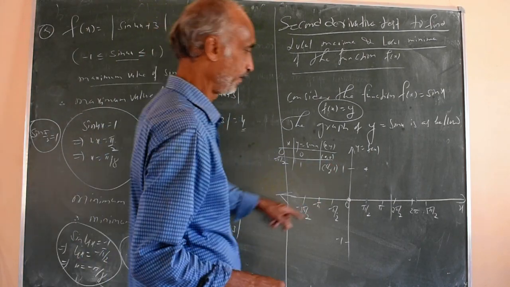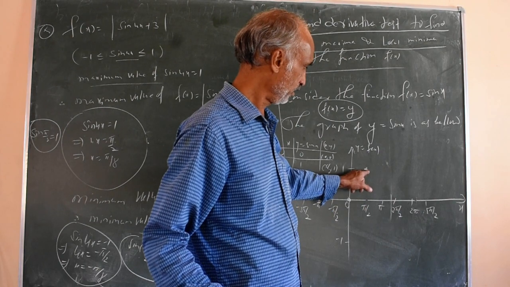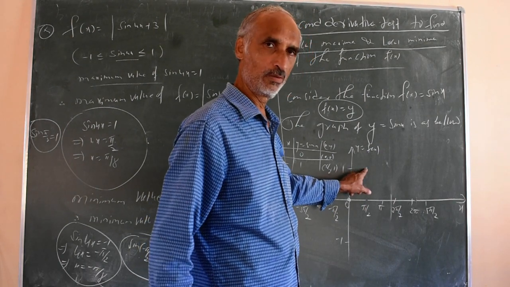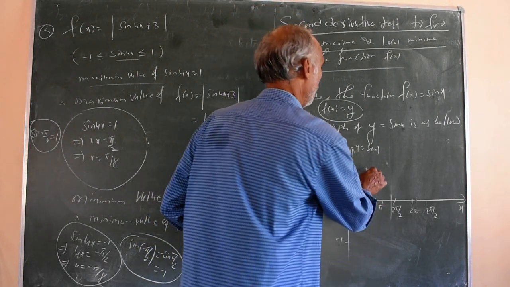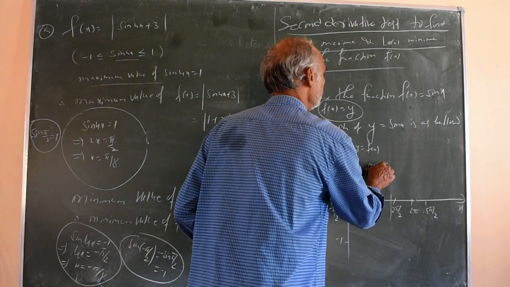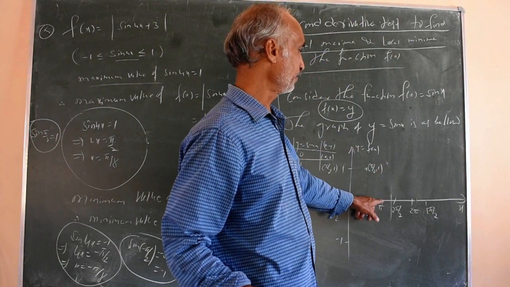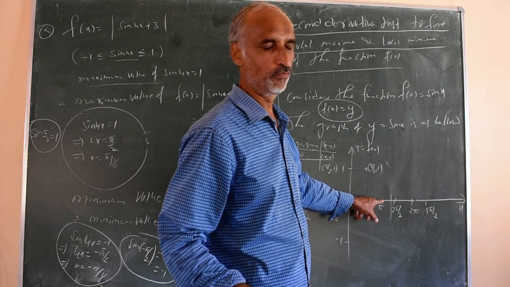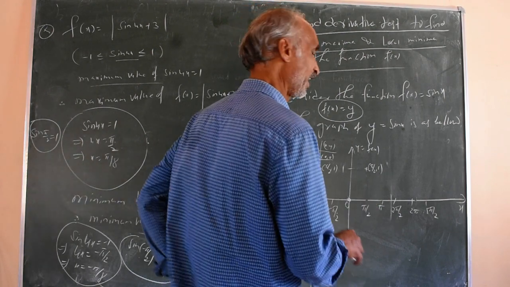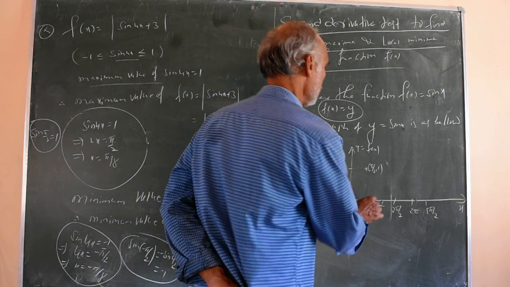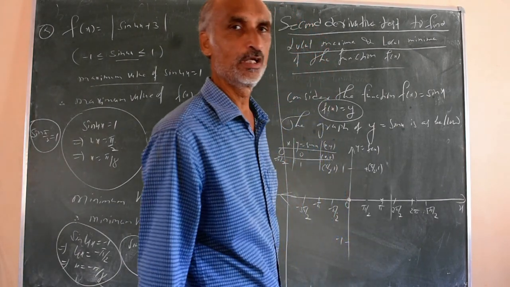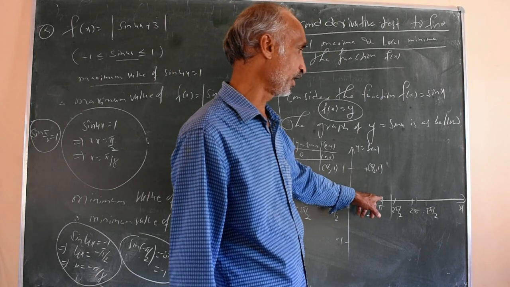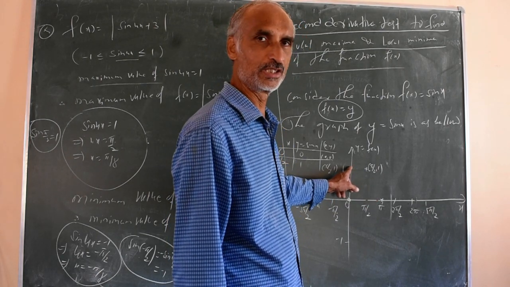Where does the point pi by 2 come? x is pi by 2 here, and y is 1. So here comes the point pi by 2 comma 1. Like that, when x is pi, sin pi is 0. Sin pi, sin 2 pi, sin 3 pi, sin 4 pi, sin 5 pi, all are 0. Sin n pi is 0. So x is pi, y is 0. Y is 0 is on the x-axis, and x is 0 is on the y-axis.